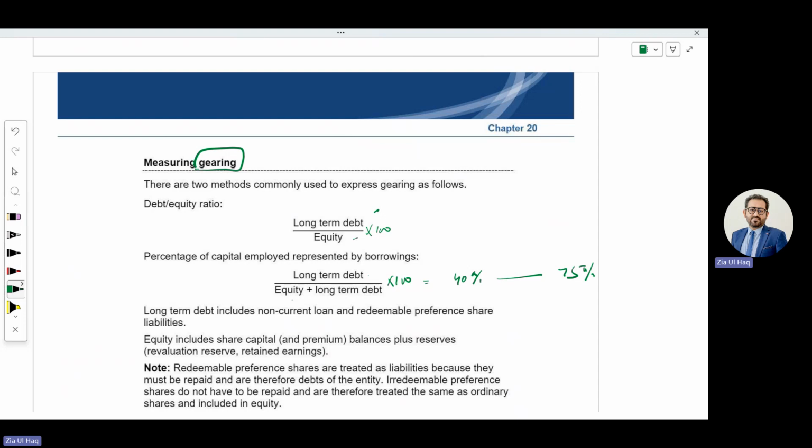What does this ratio tell us? If the answer is greater, this means you have more debt relative to equity. This says the company is more risky, going towards insolvency, meaning the company's future is not bright. If it is low, it's better. It means company gearing is low, the company is not near insolvency, the company is less risky.